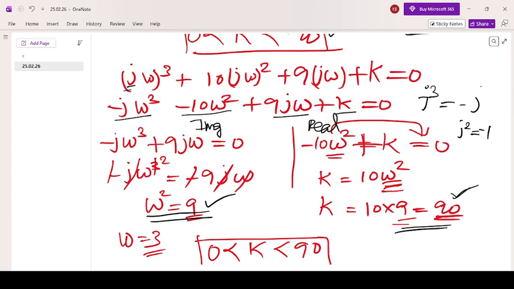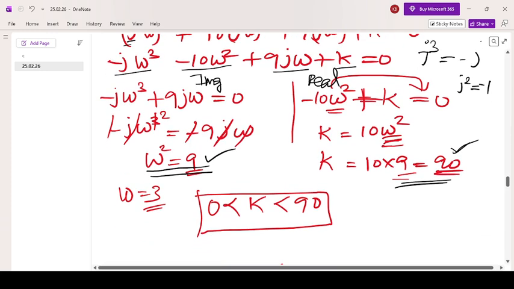For the system to be stable, the k range must be 0 to 90. So in this way also you can find the value of k or range of k in Routh stability criterion without applying the Routh table procedure.